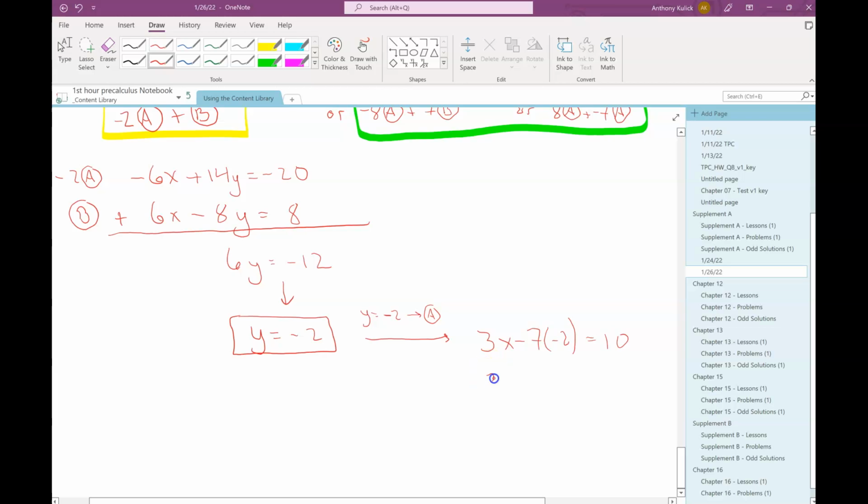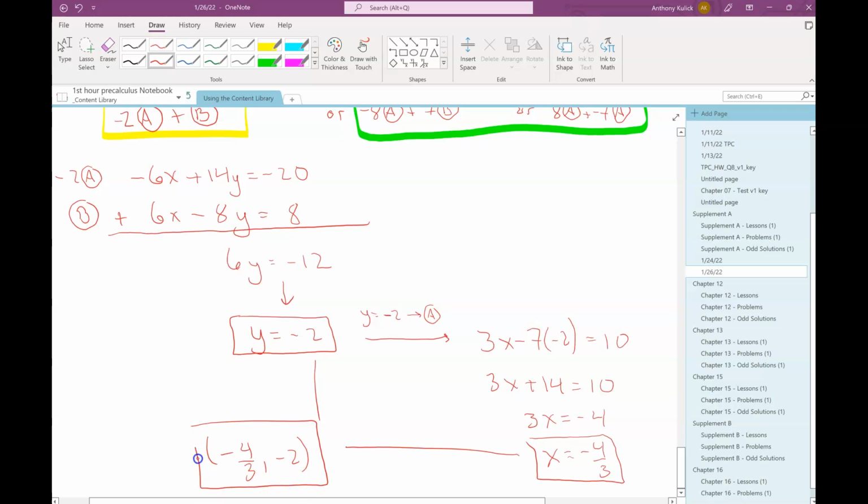And now I'm just going to solve for x. So negative 7 times negative 2 is positive 14. Subtract that 14 from both sides, and then divide both sides by 3. So when I put those two together, my solution would be negative 4/3 comma negative 2.